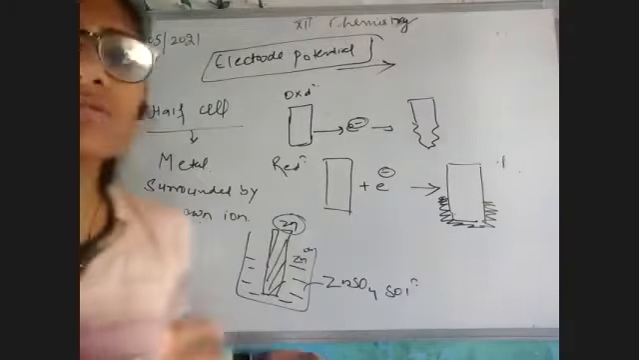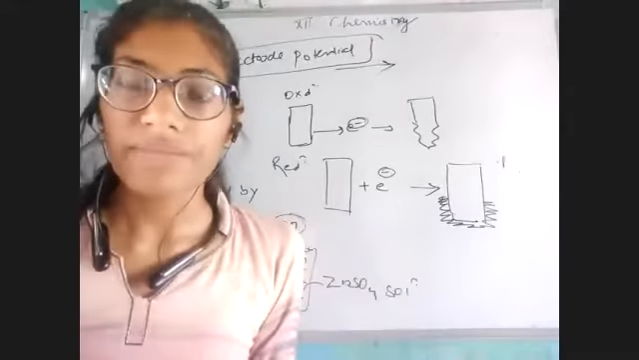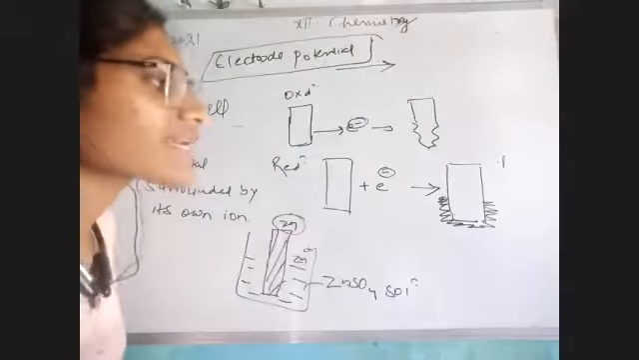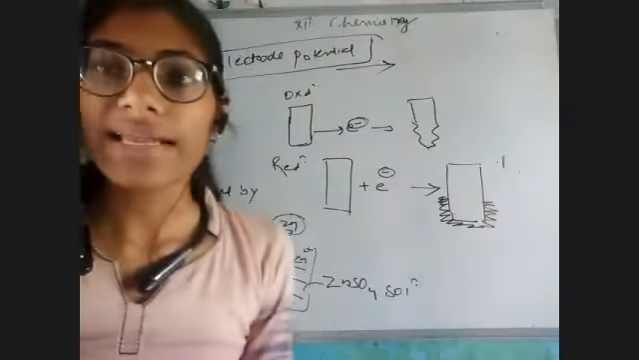Then only it is known to be a half cell. If we are taking zinc metal and copper sulfate, that's not a half cell. So in this case, it has the tendency to lose the electron. That is known to be electrode potential.